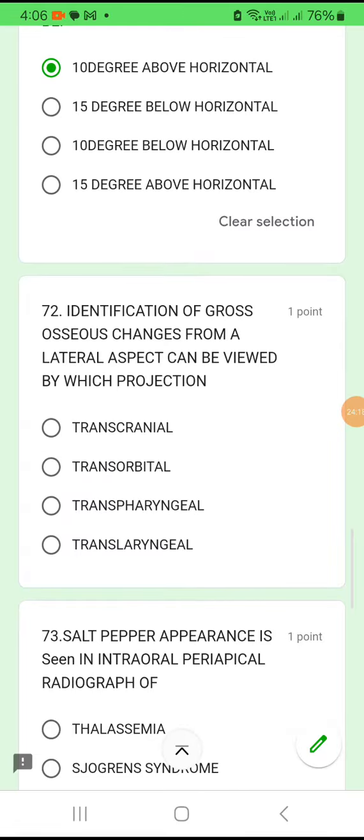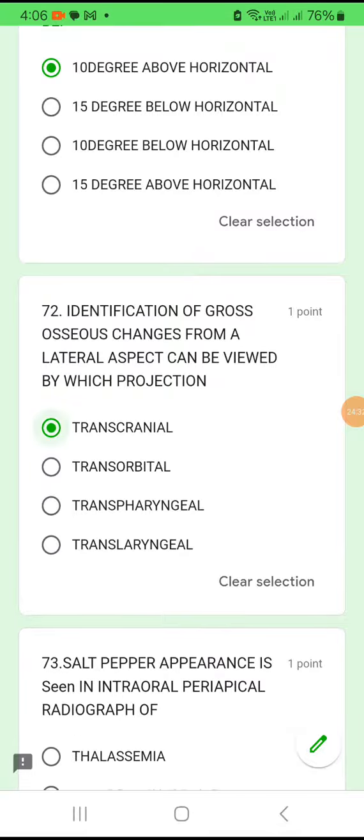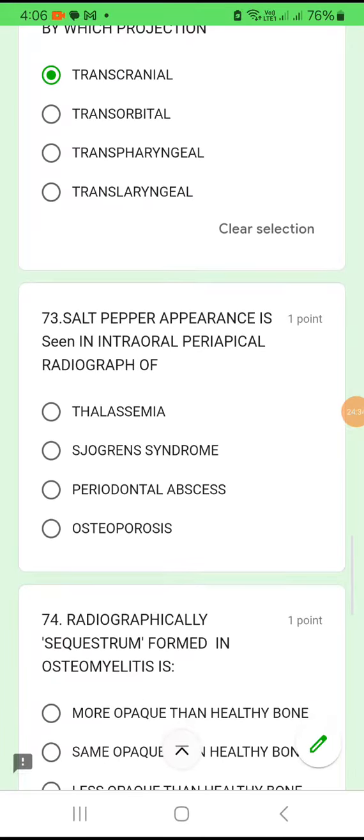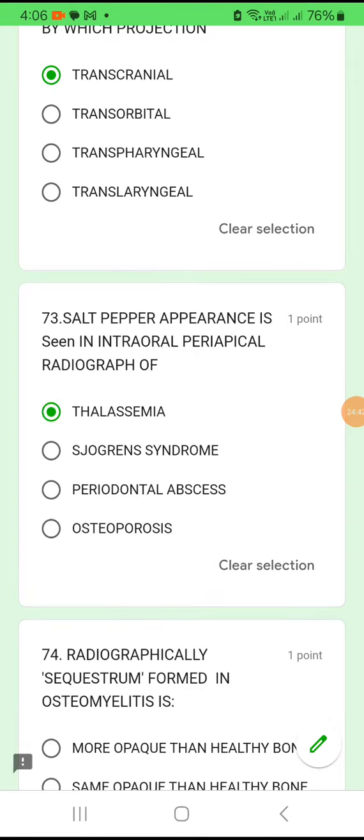Question number 72. Identification of gross osseous changes from a lateral aspect can be viewed by which projection? Transcranial or transorbital or transpharyngeal or translaryngeal. So gross osseous changes from a lateral aspect can be viewed by transcranial projection. Okay. 73. Salt and pepper appearance is seen in intraoral periapical radiograph of which disease? Salt and pepper appearance in thalassemia. Okay, option A.